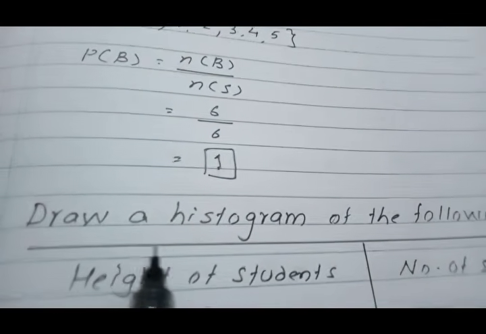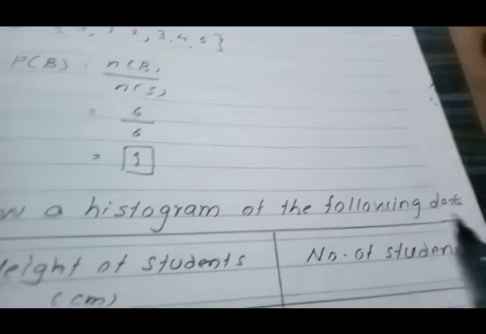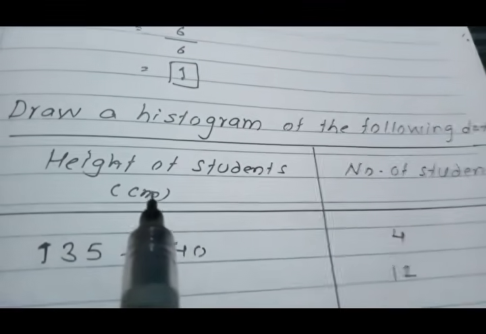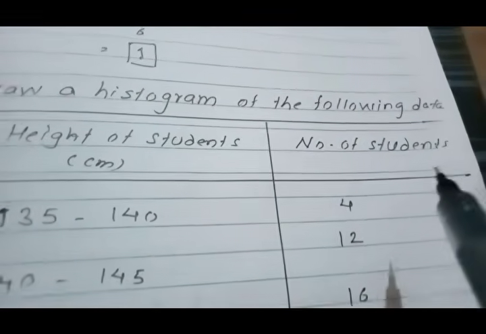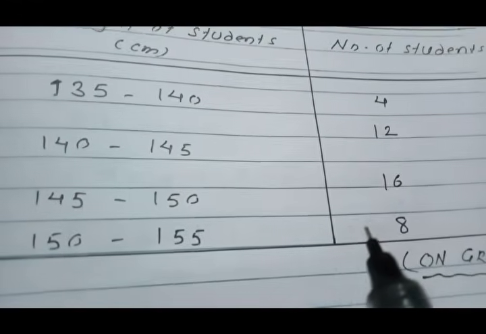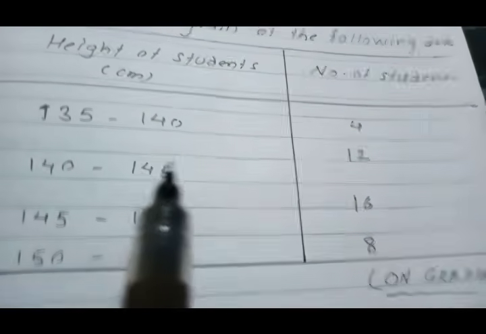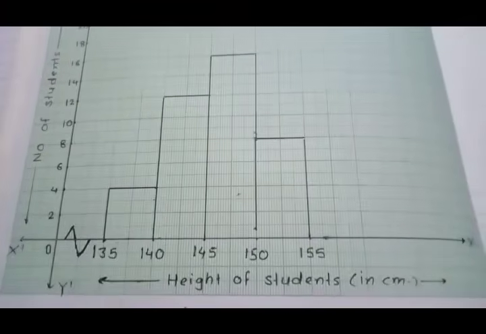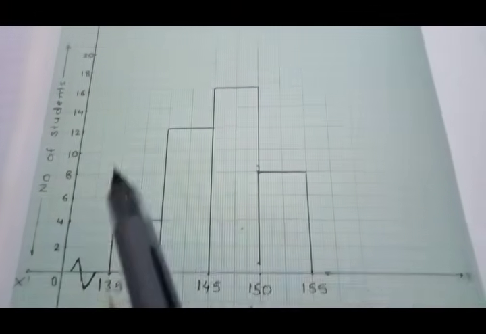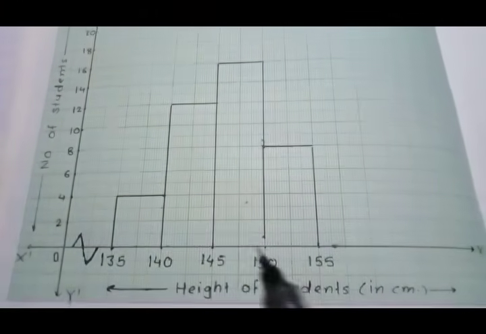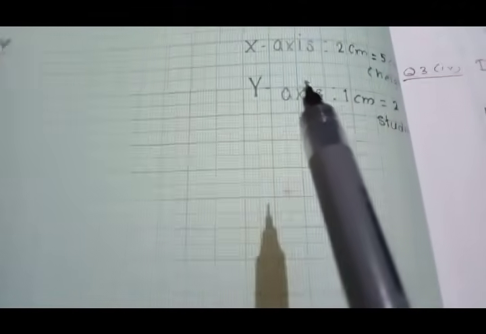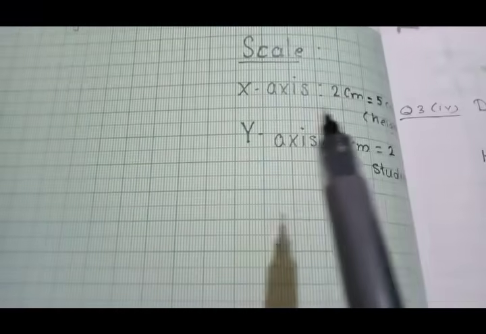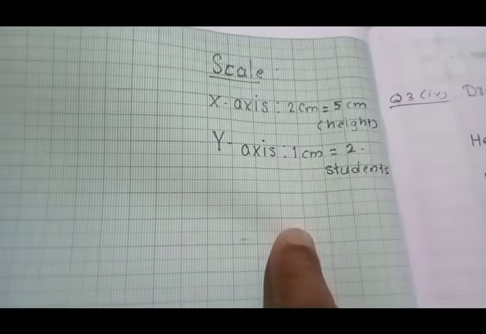Then number 4, draw a histogram of the following data. Here data given: height of students in cm and number of students. Histogram on graph. So the graph is here, height of students and number of students. Here scale: x-axis 2 cm equal to 5 cm height and y-axis 1 cm equal to 2 students.